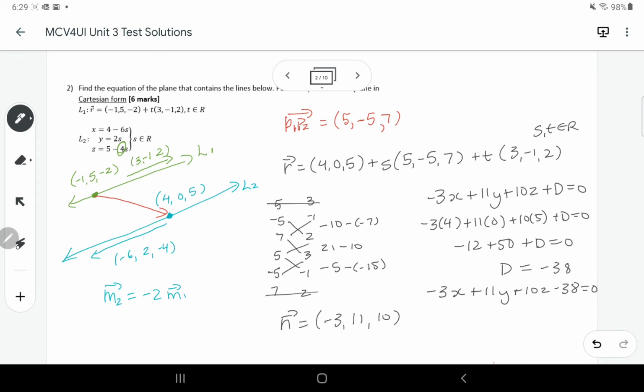Now you have to be careful here that we put Cartesian equations in the proper form, and that can't have a leading negative. So I'm just going to multiply through by -1. 3x minus 11y minus 10z plus 38 equals 0. And that would be my equation of the plane in Cartesian form.